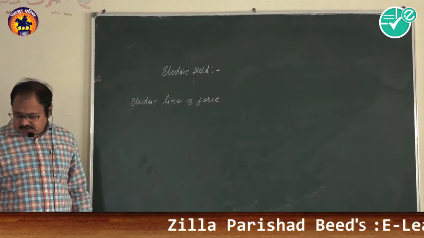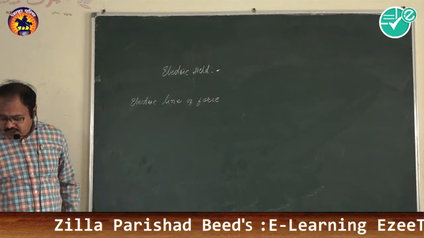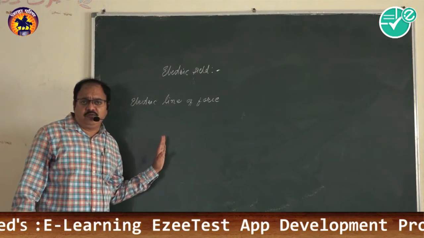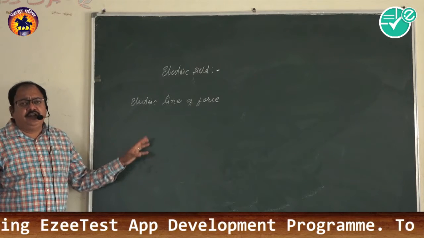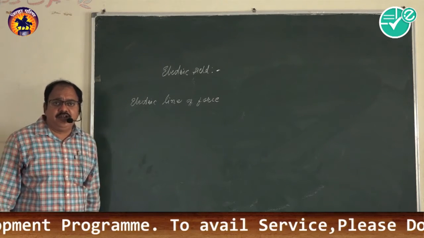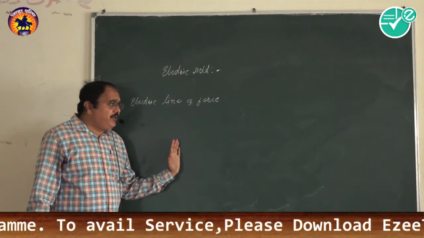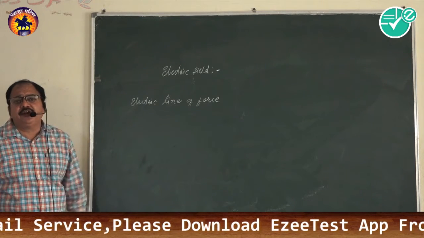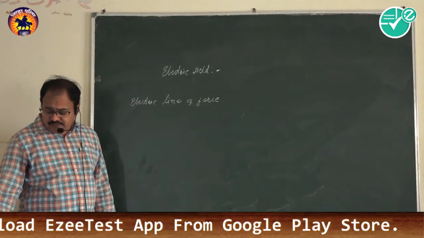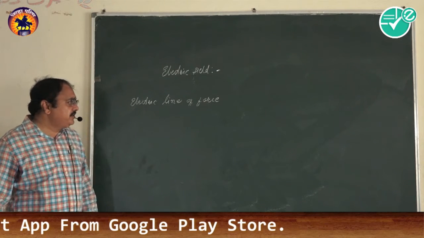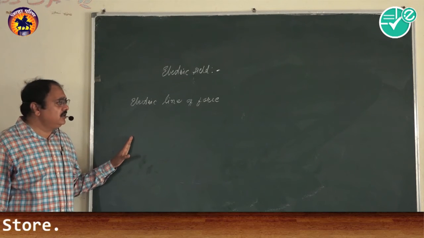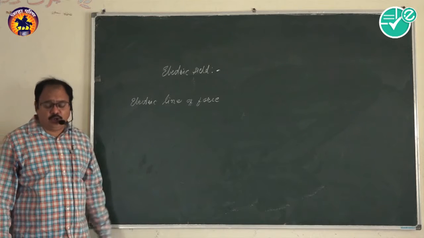The second property: two lines of force do not intersect with each other. No lines of force intersect each other, which means they have separate existence. They never intersect with each other. The lines of force are normal to the surface of a charged conductor at any point.